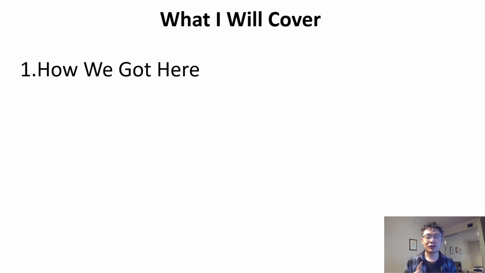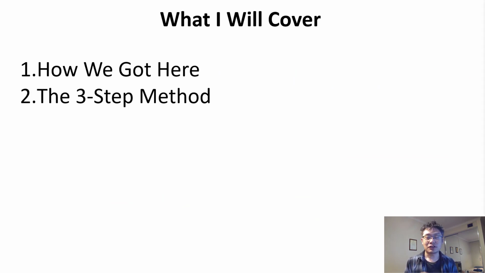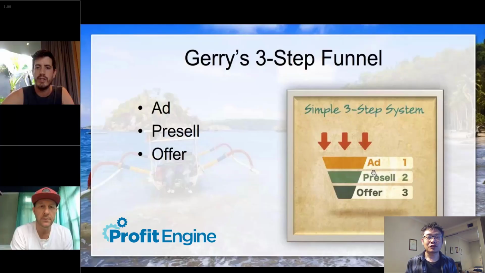Okay, so I've talked about how we got here, and my next point is the 3-step method, which I've alluded to. This 3-step method has been a constant theme, you could say, throughout the entire evolution of Profit Singularity. So let's take a look at what it is. Okay, so this is pretty much the 3-step method. It's very, very simple, as it says on the screen. Simple 3-step system. Gary's 3-step funnel.